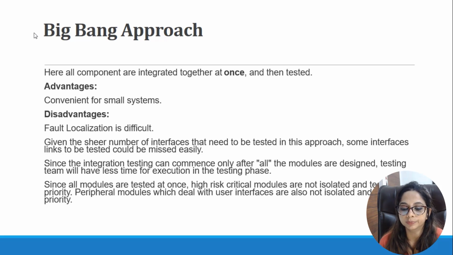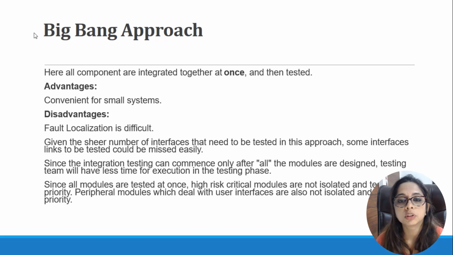Now, if all the modules are tested at once, there is a high risk that we cannot decide on the priorities. There can be issues which need to be tested before, and there has to be a priority which has to be fixed. So there's a possibility that we are not able to fix the priorities, and there are chances that major issues, critical issues are missed, and we are only able to find smaller issues, trivial issues. So the Big Bang approach is not a great idea for a large system.